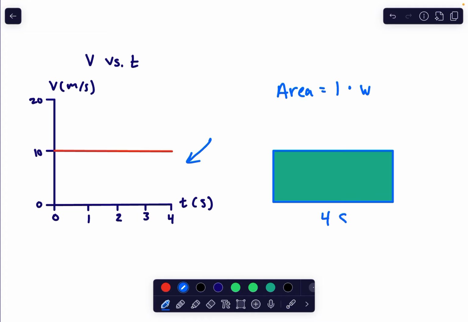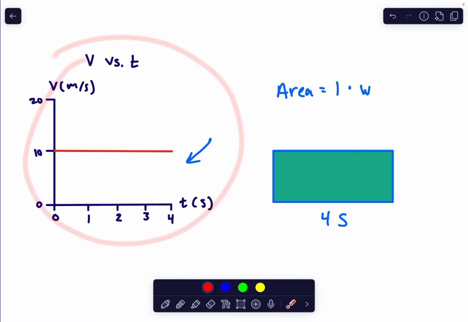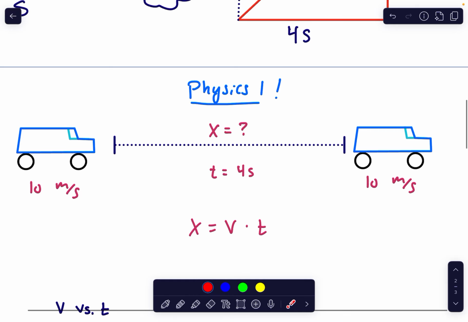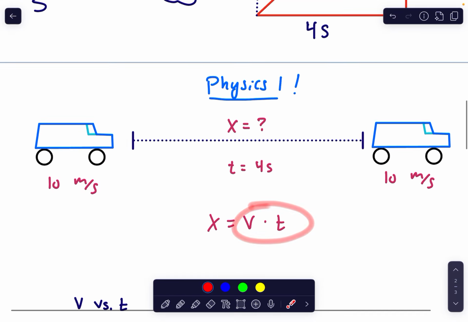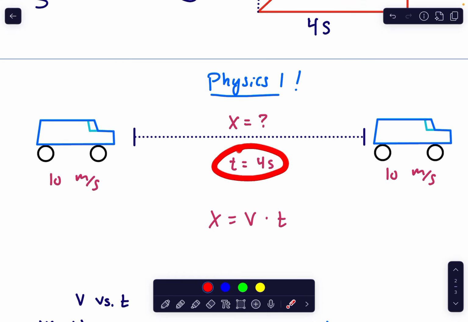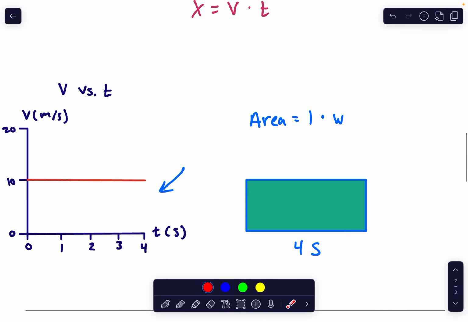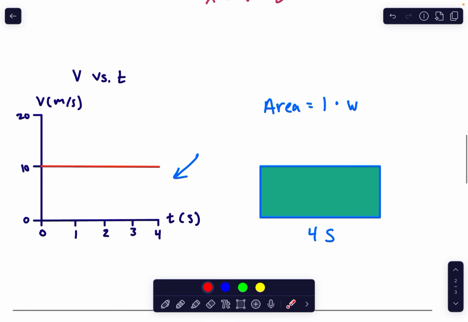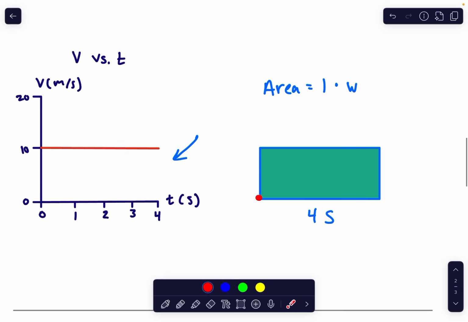Okay, now pause. What does it mean for a rectangle to have a side length of 4 seconds? Well, it means that this graph is representing a physical quantity. It's representing how fast I'm going and how long I'm going that fast. So this time down here represents that I'm going this speed for 4 seconds. And then the height of this axis tells me how fast I'm going. That's my velocity. So this side is 4 seconds.